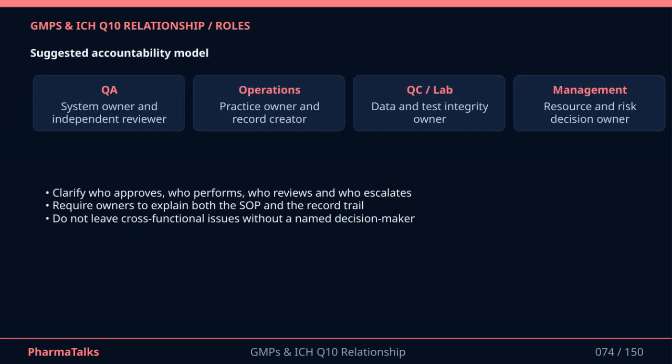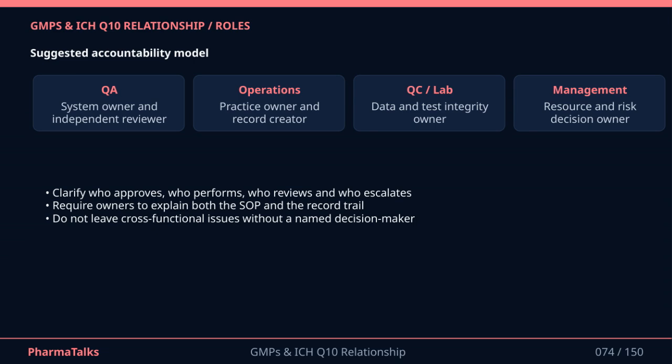Let's take a closer look at the relationship between GMPs and ICH Q10, focusing on the suggested accountability model. Quality assurance acts as a system owner and also serves as an independent reviewer, ensuring compliance and oversight. Operations, on the other hand, are the practice owners and record creators responsible for executing procedures and maintaining accurate documentation.